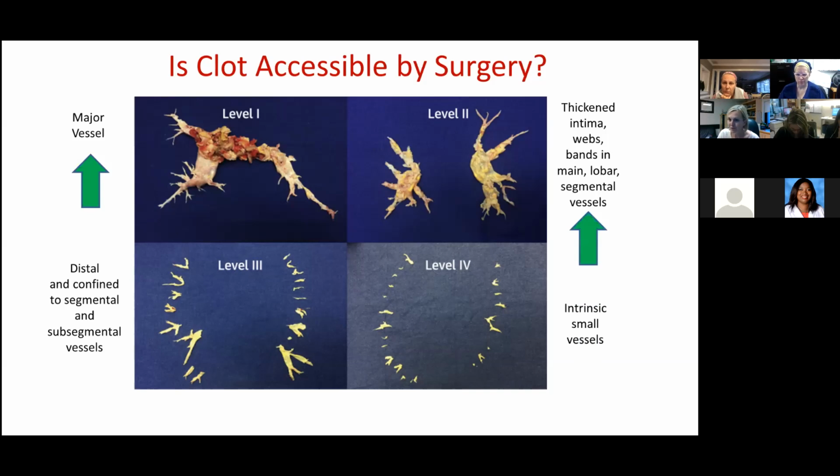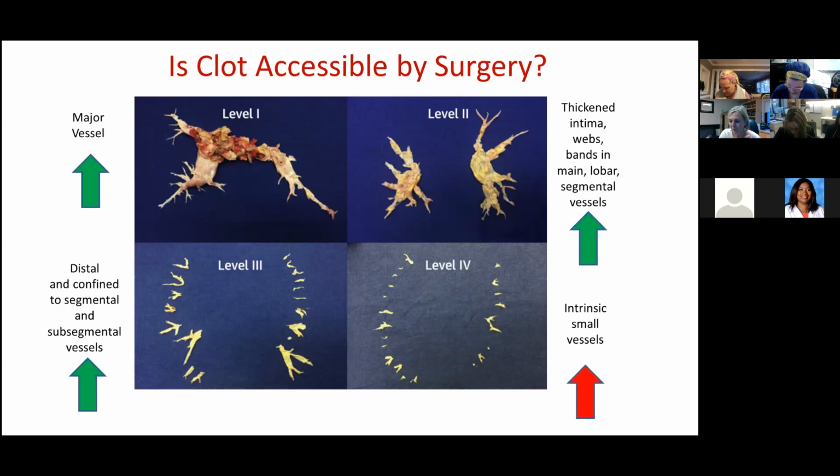It's accessible by surgery. You don't have a clot in major pulmonary arteries, or sometimes you do, but it also extends into the lobar and segmental vessels. Level 3 is you do not have clot centrally, you do not have clot in lobar vessels, but you have clot in segmental and subsegmental vessels. This is surgery which is difficult to do, and it requires significant surgical expertise.